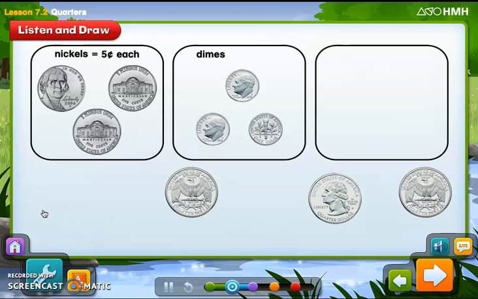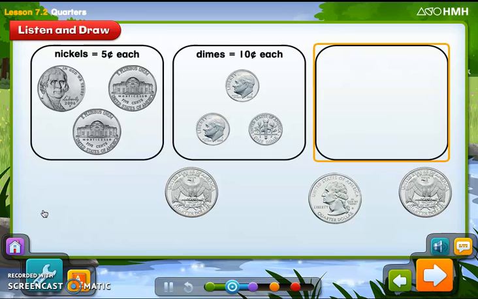These 3 coins in the middle box are dimes. This is the front of a dime. This is the back of a dime. Each dime has a value of 10 cents.